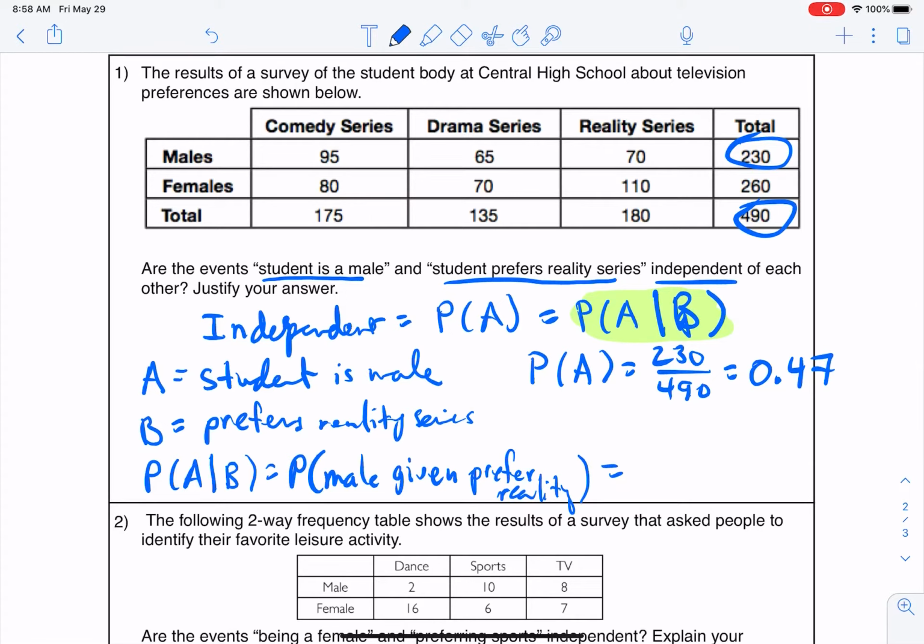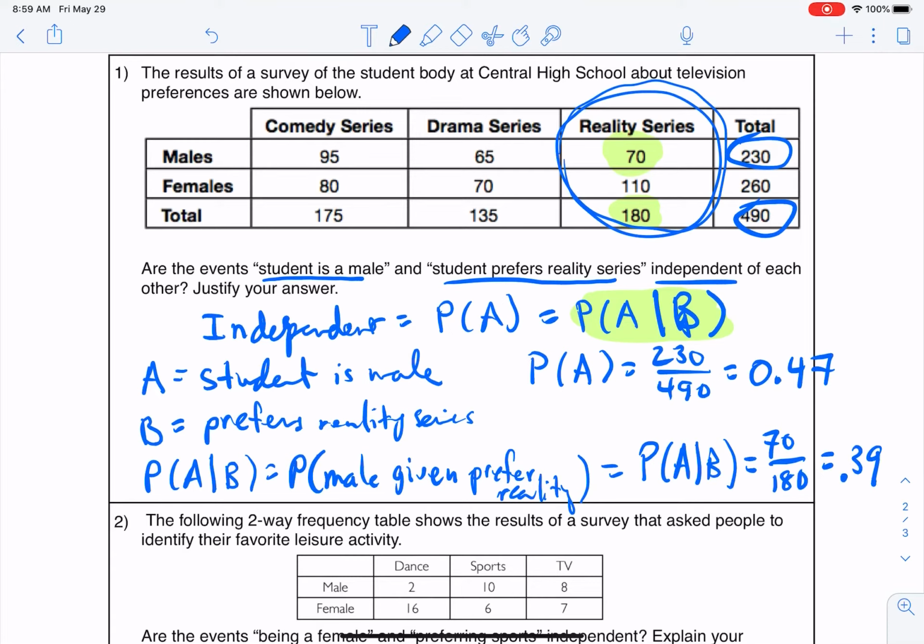All right, so if I look at my table here, I'm only interested in those students that prefer reality series. Out of those students, 70 are male out of 180 total students. So the probability of A given B is the same as 70 over 180. And we see that equals to the nearest hundredth 0.39.